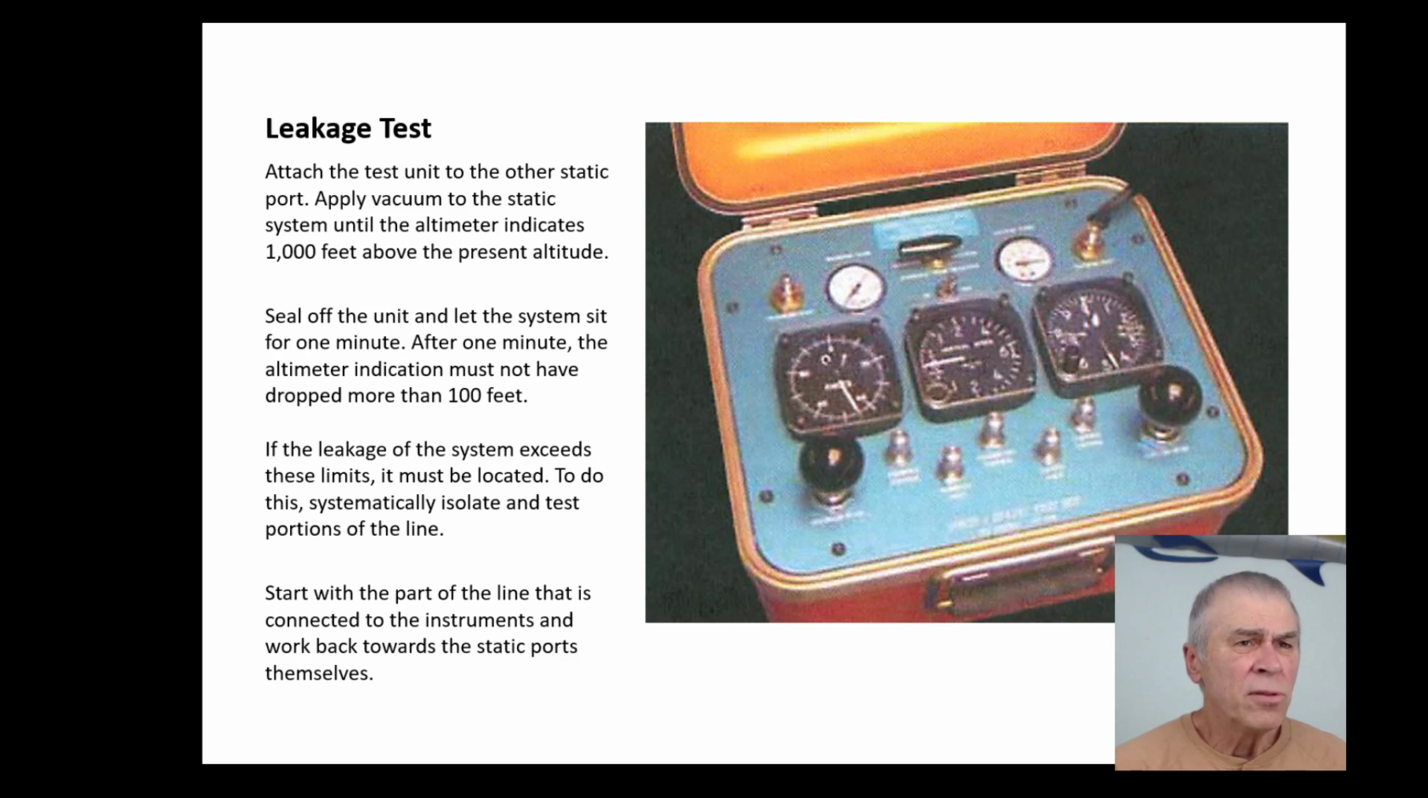You attach the test unit to the other static port, apply vacuum to the static system until the altimeter indicates 1,000 feet above the present altitude. And you're doing that with the handles here. You're in effect pumping the air out. Seal off the unit and let the system set for 1 minute. After 1 minute, you then take your reading. The altimeter must not have dropped more than the 100 feet.